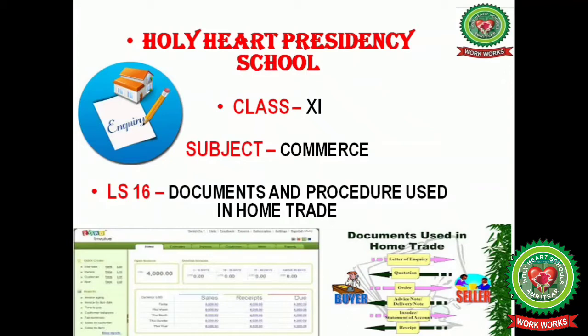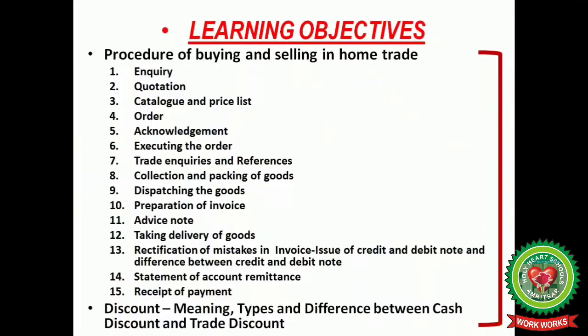So now we will discuss the documents that are needed when we are selling our goods from one state to another in one country. Maybe we are selling our goods from Punjab to Delhi. That means it is a home trade. So in this chapter we are going to learn the procedure of buying and selling in home trade, and in this procedure we are going to discuss the various types of documents.